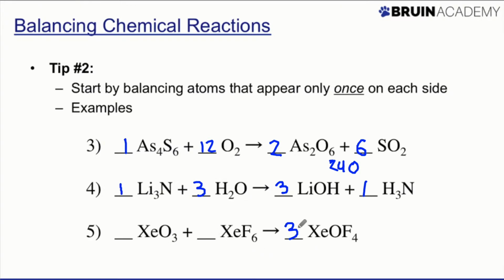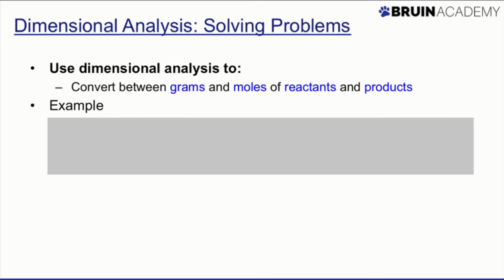For my fluorines, now I have 12 fluorines on the right and I have 6 on the left. I want to make sure that it has a total of 12. So I put a 2 in front of there. And then now that I do that, if you notice, my xenons are actually already balanced because I have 3 on the right and then 3 on the left. Okay, so that's some more practice problems for balancing reactions. Make sure you're very comfortable with this.